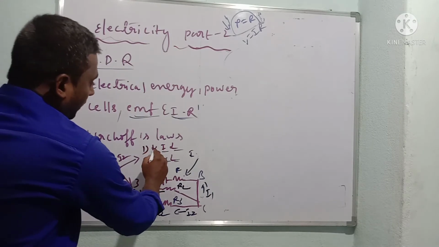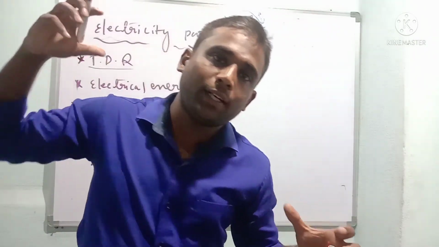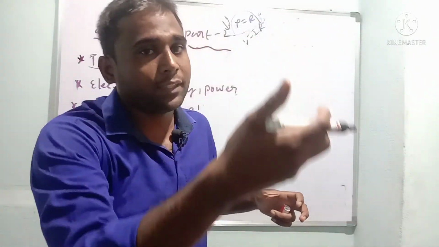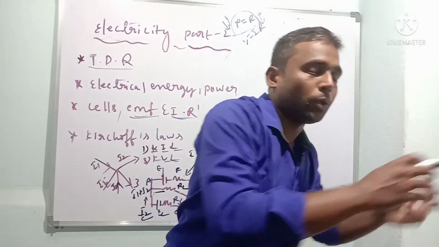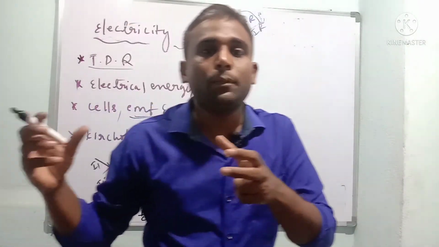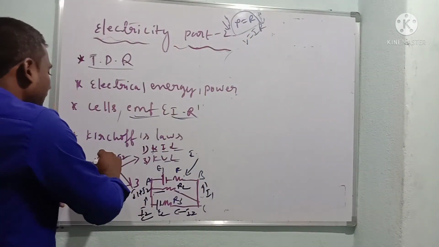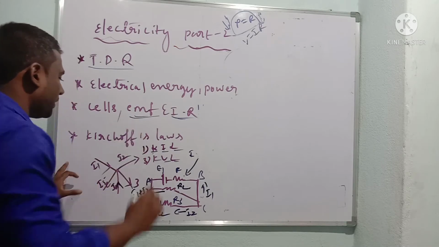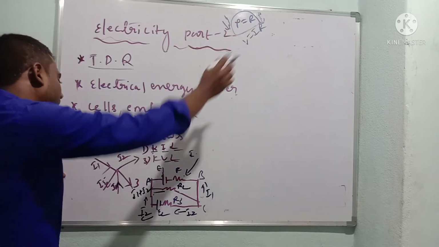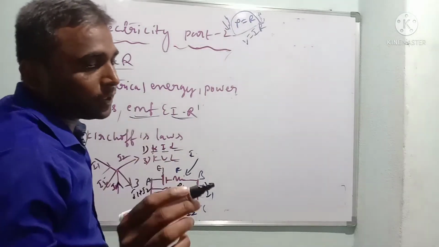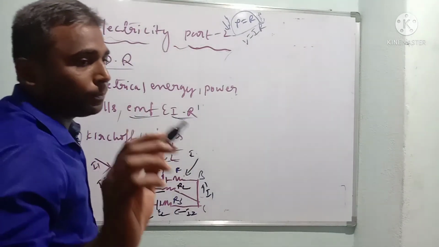Kirchhoff current law means the sum of the entering current at the junction is equal to the sum of the leaving current at the junction. Means some of the current will come and some of the current will go. Current coming means charged particles are coming, and charged particles are moving away. When charged particles are coming to the circuit, the sign should be positive. Moving away from the circuit means the sign should be negative.